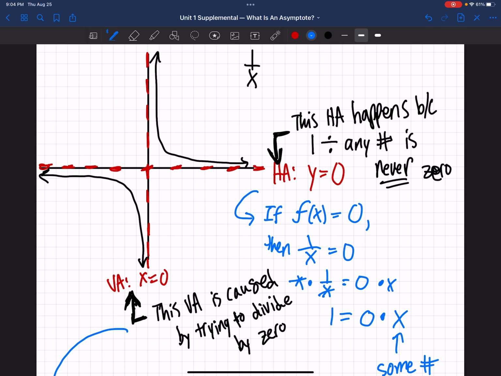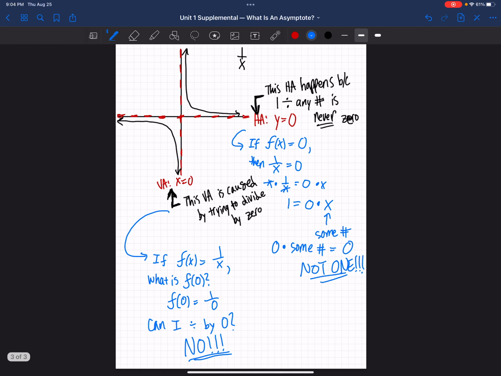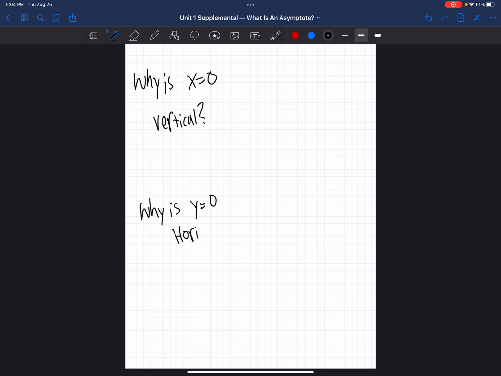I did get a question earlier also about why is x equals 0 vertical, right? Why is x equals 0 vertical? And why is y equals 0 horizontal? Well, x equals 0 is a little bit harder to explain. But y equals 0 is easy.